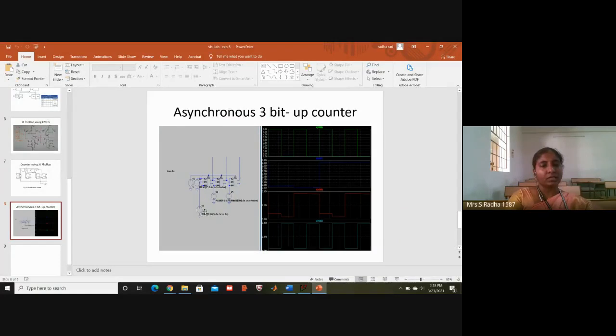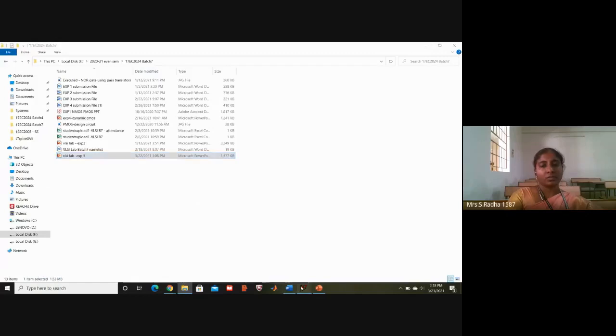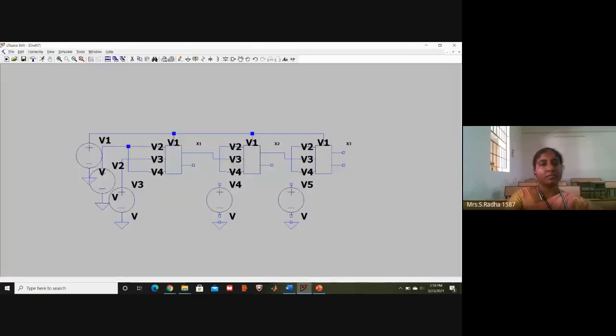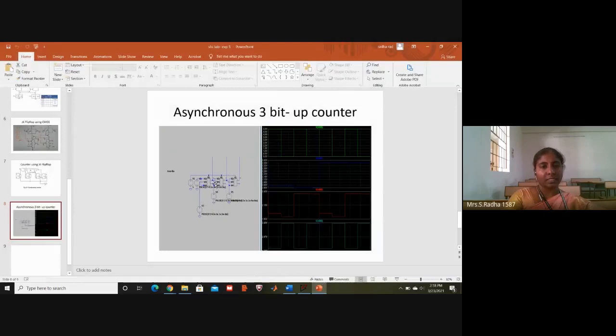And then this is the clock signal. And the second stage, the third stage I am going to give. So this design I am doing here. J and K together, same input. The second stage, I am connecting JK. Third stage also connecting JK, giving the same input.